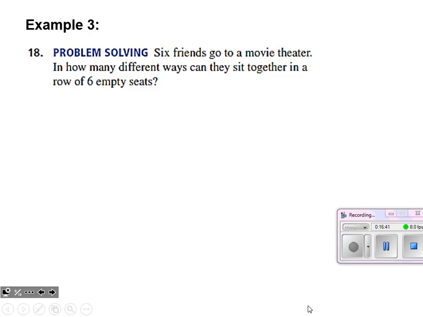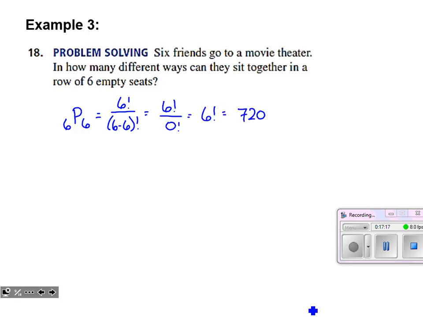Our third example here, 6 friends go to a movie theater, and how many different ways can they sit together in a row of 6 empty seats? Okay, so I'm going to show you 2 different processes here. You could think in a formulaic way, like I've seen in the past 2 slides. We could say, okay, there are 6 friends. We're going to arrange all 6 of them. That's one way to think about it. So that would mean 6 factorial over 6 minus 6 factorial. Oh, we just found 6 factorial at 720.